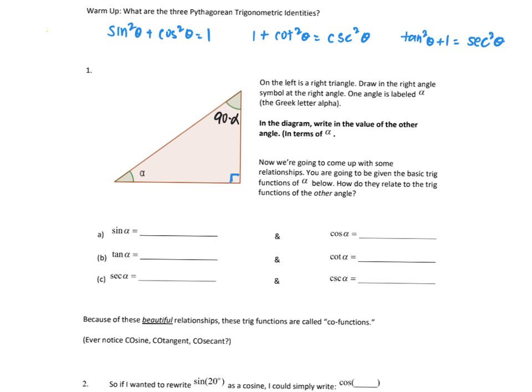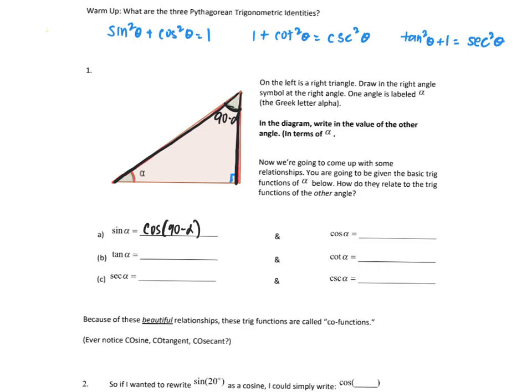And then it says, now we're going to come up with some relationships, and you're going to be given the basic trig functions of alpha. How do they relate to the trig functions of the other angle? Okay, so I'm going to go through this. If sine of alpha, that would be opposite over hypotenuse. Okay, but how does that relate to the 90 minus alpha angle over here? Well, this side is actually the adjacent by hypotenuse. So sine of alpha would be the same as cosine of 90 minus alpha.